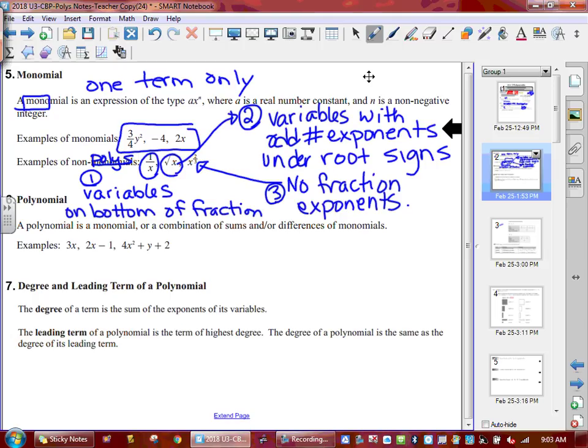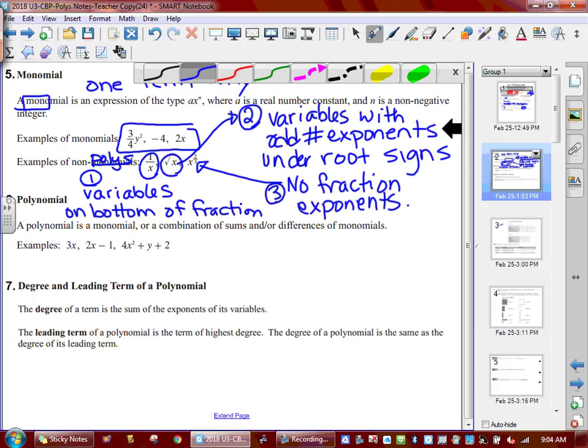All right. Then they do give us the general definition of a polynomial. So it says, a polynomial is a monomial or a combination of sums or differences, meaning adding or subtracting, different monomials. So basically what they are is a whole bunch of monomials with plus and subtract signs between them. That's all they are. Okay? So here's a polynomial, the very first one. It's just 3x. 3 and x stuck together by itself. So that is a monomial.